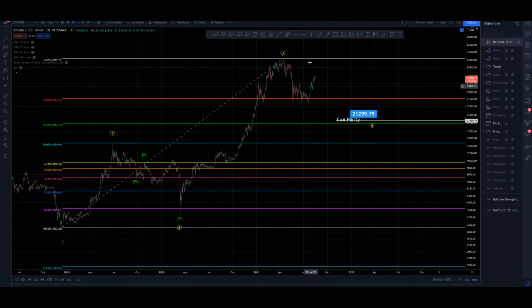So there's alternation all over the place. Alternation in depth, relative. Alternation in time frame, relative. Alternation in form, relative as well. So we can see that there is a case for the bulls here that we've bottomed around the 23.6.